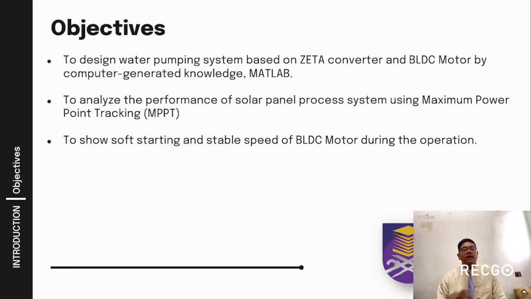In order to overcome the problems, here are three objectives that I want to achieve. First, to design the water pumping based on Zeta converter and BLDC motor by using MATLAB. This is due to the rural areas that need transportation to find diesel and petrol to power the generator. Secondly, to analyze the performance of the solar panel process system using MPPT. And the third is to show the starting and stable speed of the BLDC motor during operation.